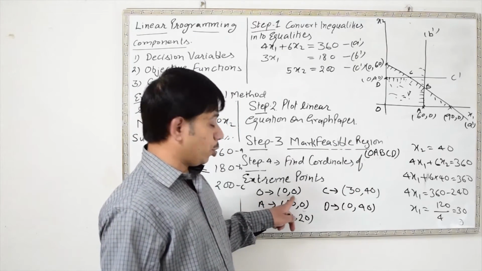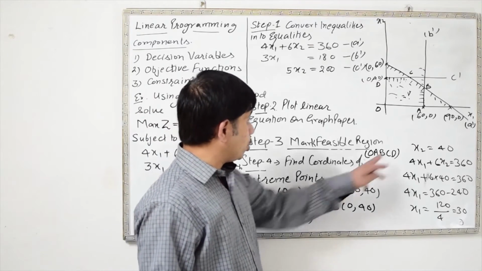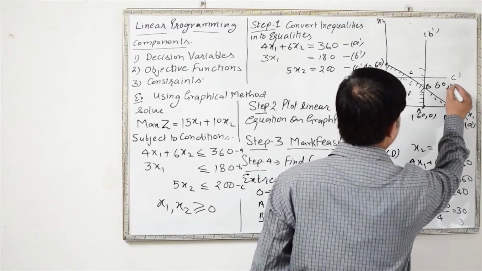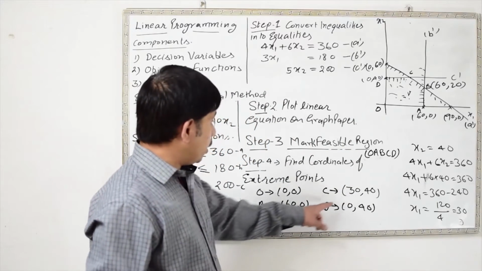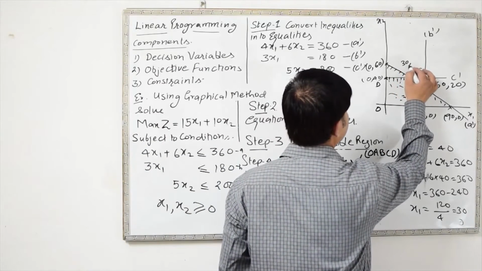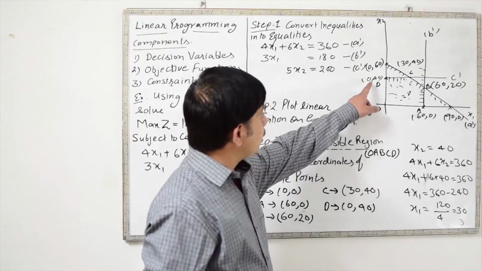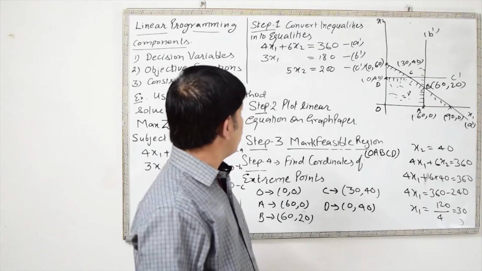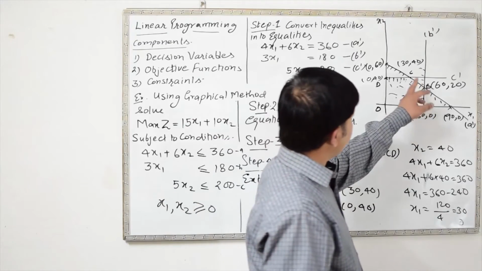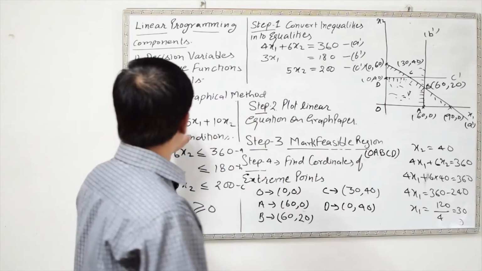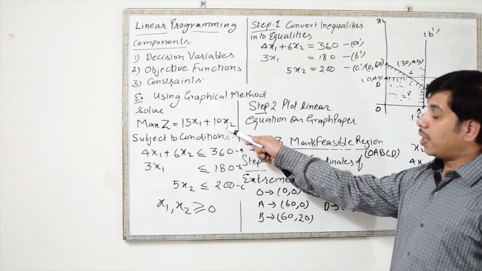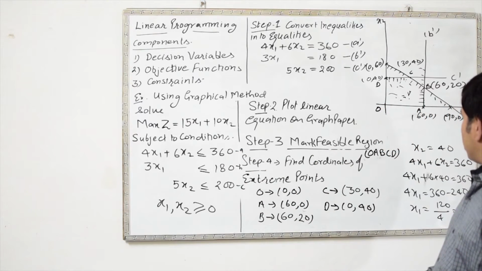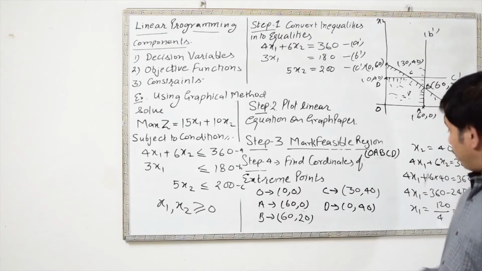Now I have calculated all the extreme points of my feasible region. Point O is 0, 0, point A is 60, 0, point B is 60, 20, point C is 30, 40 and point D is 0, 40. These are the extreme points of my feasible region. Now these points will give the maximum value of our objective function, max z is equal to 15x1 plus 10x2, so we are going to calculate the value of z at these extreme points.